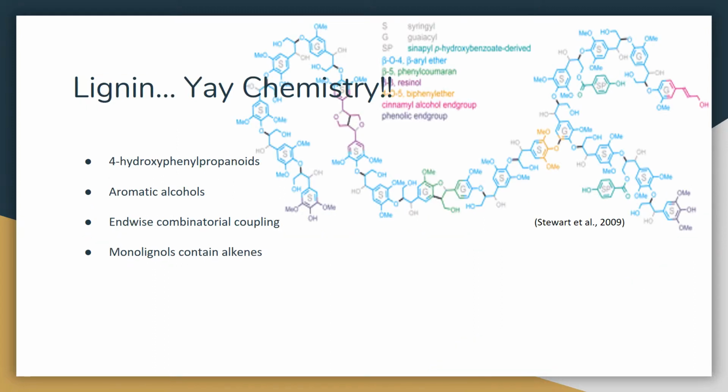Lignin is a term that represents a large group of polymers synthesized from oxidative combinatorial coupling of 4-hydroxyphenylpropanoids. These primary structural components of lignin, or monolignols, are aromatic alcohols: p-coumaryl alcohol, sinapyl alcohol, and coniferyl alcohol. These components, as they are incorporated into the lignin polymer, are called p-hydroxyphenyl, syringyl, and guaiacyl units respectively.